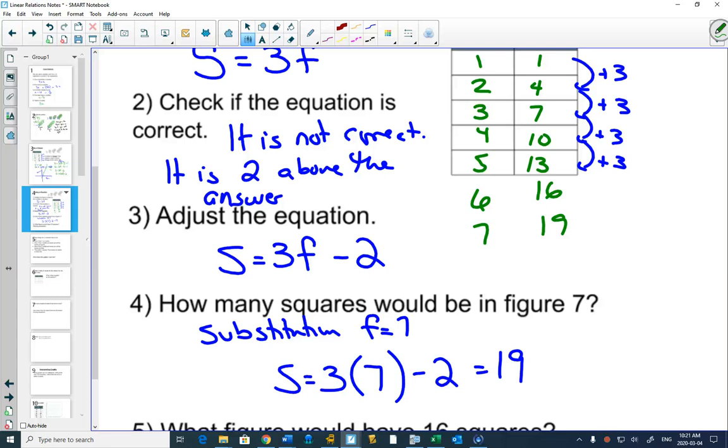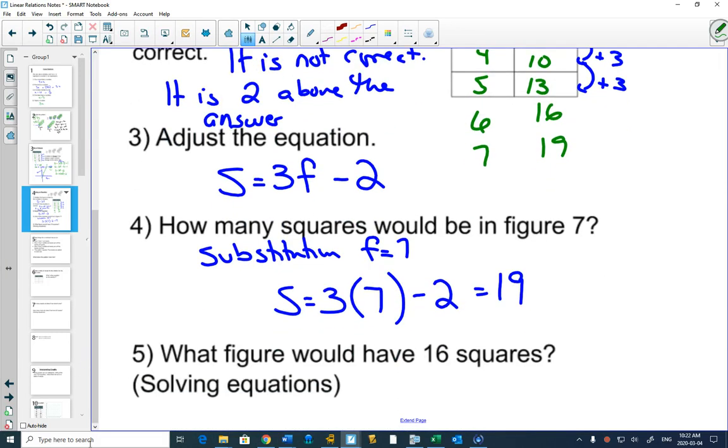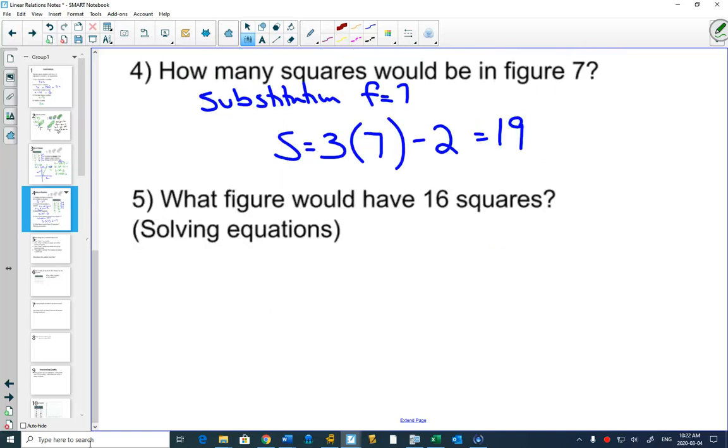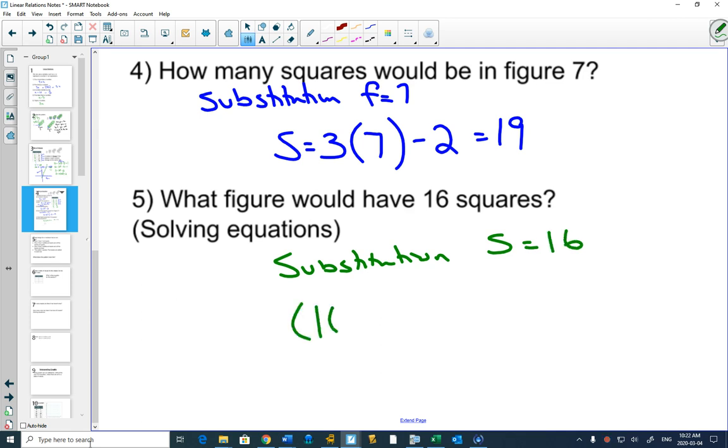What figure would have 16 squares? Well, we have our chart. We can see from our chart that it's 16. But we could also use substitution because now we would know that S is 16. So in our formula, we could substitute 16 for the S and we'd have 3F minus 2.